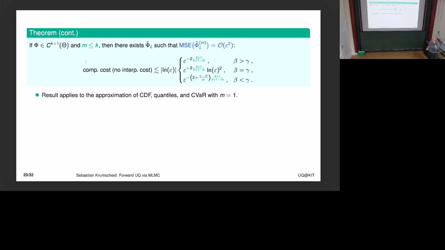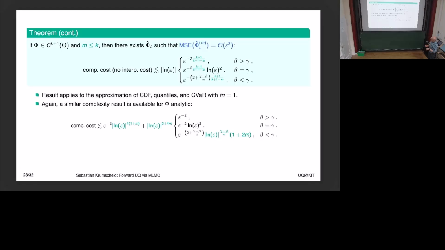Remember, if I want to know something about the CDF, I need to compute derivatives. So let's suppose I want to compute now m derivatives, m being larger than 1, and again ignoring the interpolation cost, I get a complexity result that again suffers from an additional logarithmic term, but now I also lose in the rates. So approximating derivatives is expensive. Not really surprising. And remember, if you want to go to the CDF, quantiles and conditional characteristics, we need the first derivative.